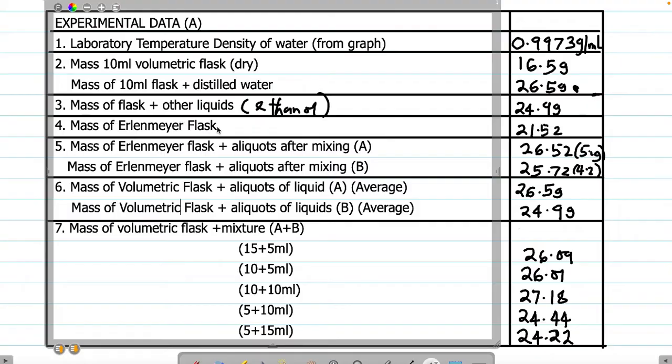The mass of this Lemire flask, we weighed it empty. When it was empty, it gave us 21.52 grams. Now, when we measured 5 ml of water with the pipette, added it to the flask and weighed it, it gave us 26.52. I gave a brief explanation regarding this in the video, and I would actually match it with this one here.